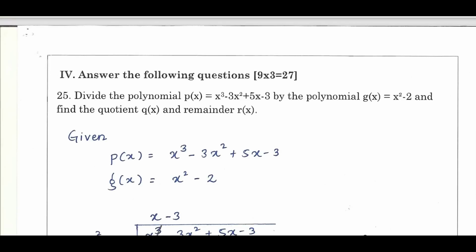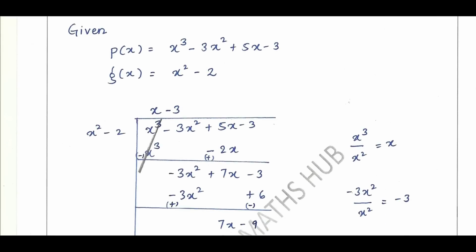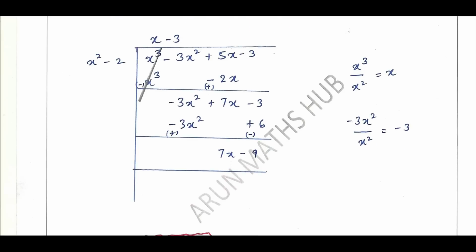Next, very simple question for 3 marks. Divide the polynomial p of x equals x cube minus 3x square plus 5x minus 3 by the polynomial g of x equals x square minus 2. We should find out the quotient q of x and the remainder r of x. Given p of x equals x cube minus 3x square plus 5x minus 3, g of x equals x square minus 2.